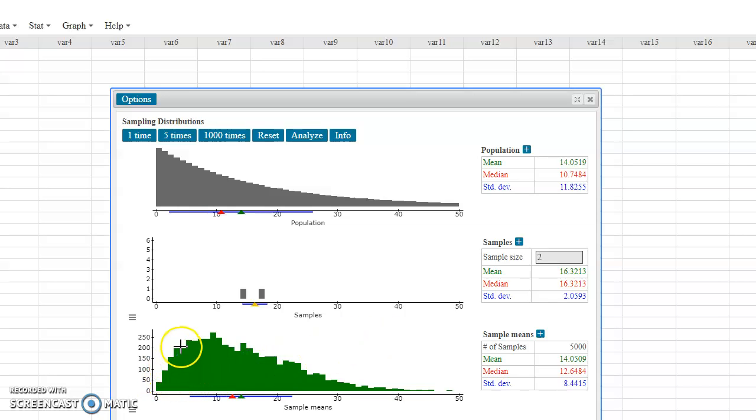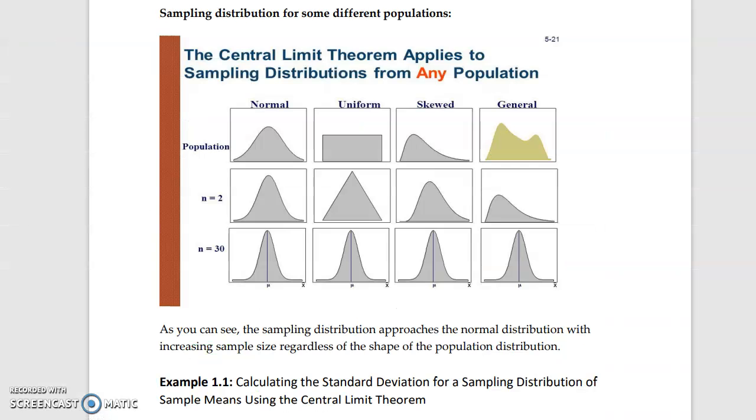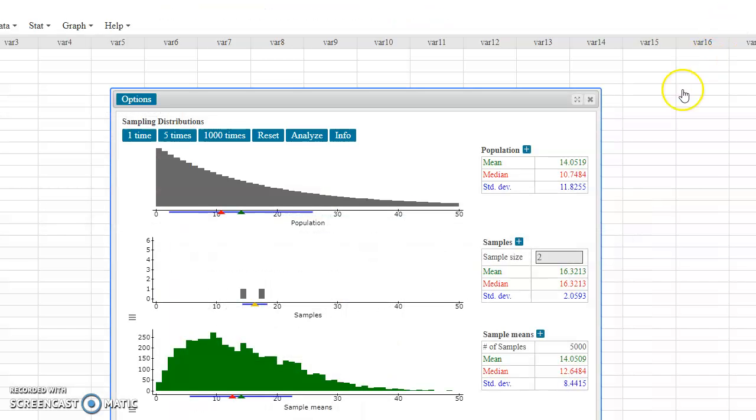Then notice the shape. The shape of the distribution is not bell-shaped. It looks pretty skewed to the right, just the way it should look, according to this chart here. It should have a skewed shape for a sample of size 2. Okay, the last thing I want to do is increase the sample size to 30.